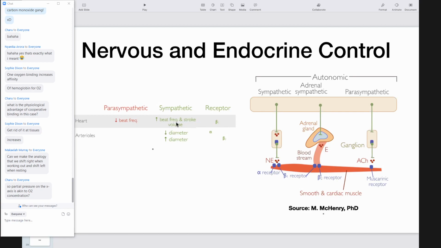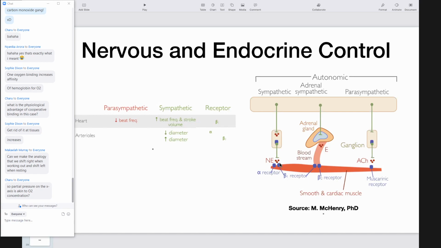So what's going to happen is it's going to signal to the alpha receptors and the beta 1 receptors. So we see the adrenergic type receptors, alpha, beta, adrenergic receptors. So now I have norepinephrine. If we put norepinephrine on the heart itself, well, it's a sympathetic signal. It's going to increase the beat frequency and stroke volume. Your heart's going to beat faster and harder because you're running for your life.